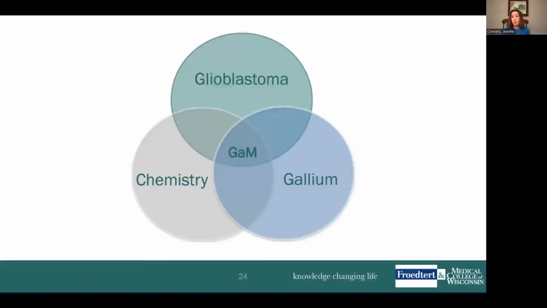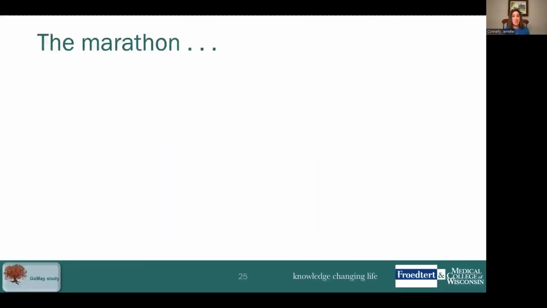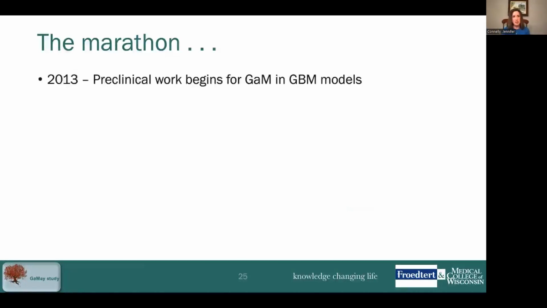So hopefully with this overview, you can now see how these 3 seemingly unrelated subjects actually can come together to make an interesting concept of gallium maltolate, and really how it has the potential to work for treatment of glioblastoma. I do have to say this has been a marathon. Drug development never happens fast enough, and as much as we wish it would happen overnight, it doesn't. But we've made significant strides in really a short period of time.